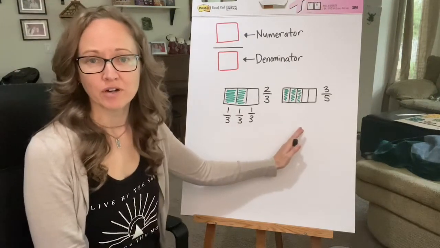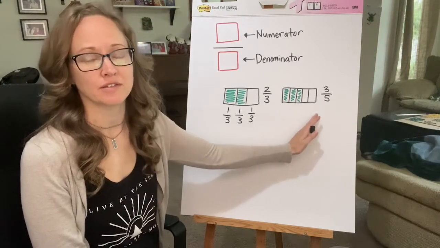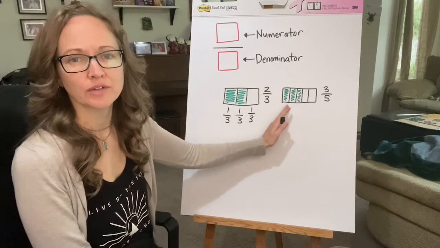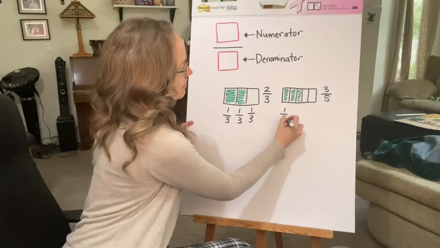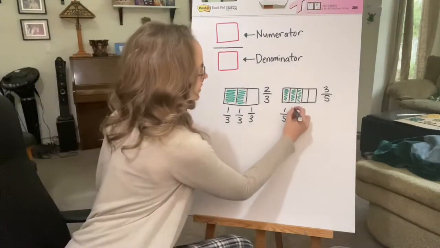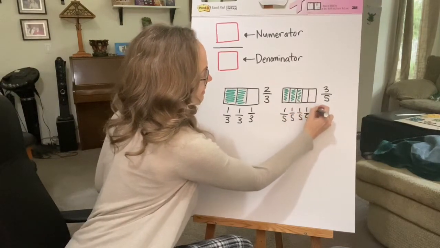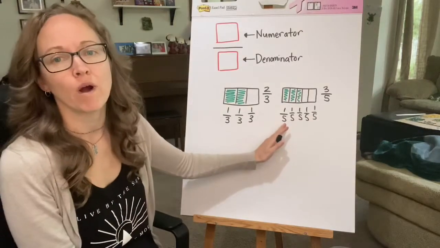What about for 3/5? What is the unit fraction for this fraction strip? What is one part of that whole? 1/5. We see that there are 5 1/5 in this fraction strip that make up one whole.